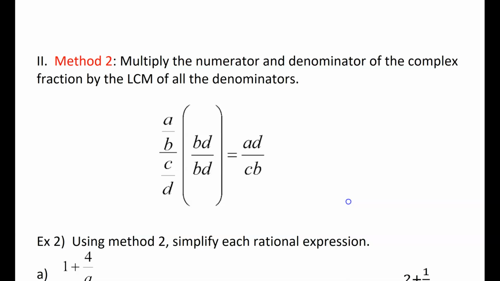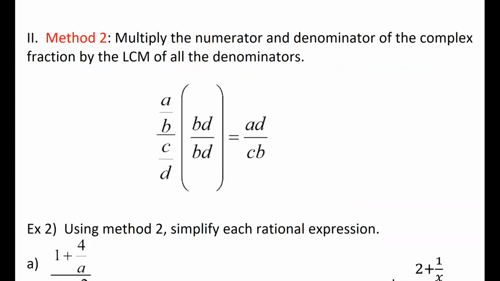So method 2 is my favorite method. I just find everything cleans up much quicker, but you have to be really careful. What changes in method 2 is, again, I've got A over B, all of it being divided by C over D. So again, it's all of this divided by all of this. What you do in method 2 is you look at the denominators in the whole thing, and you find the least common multiple of all the denominators.